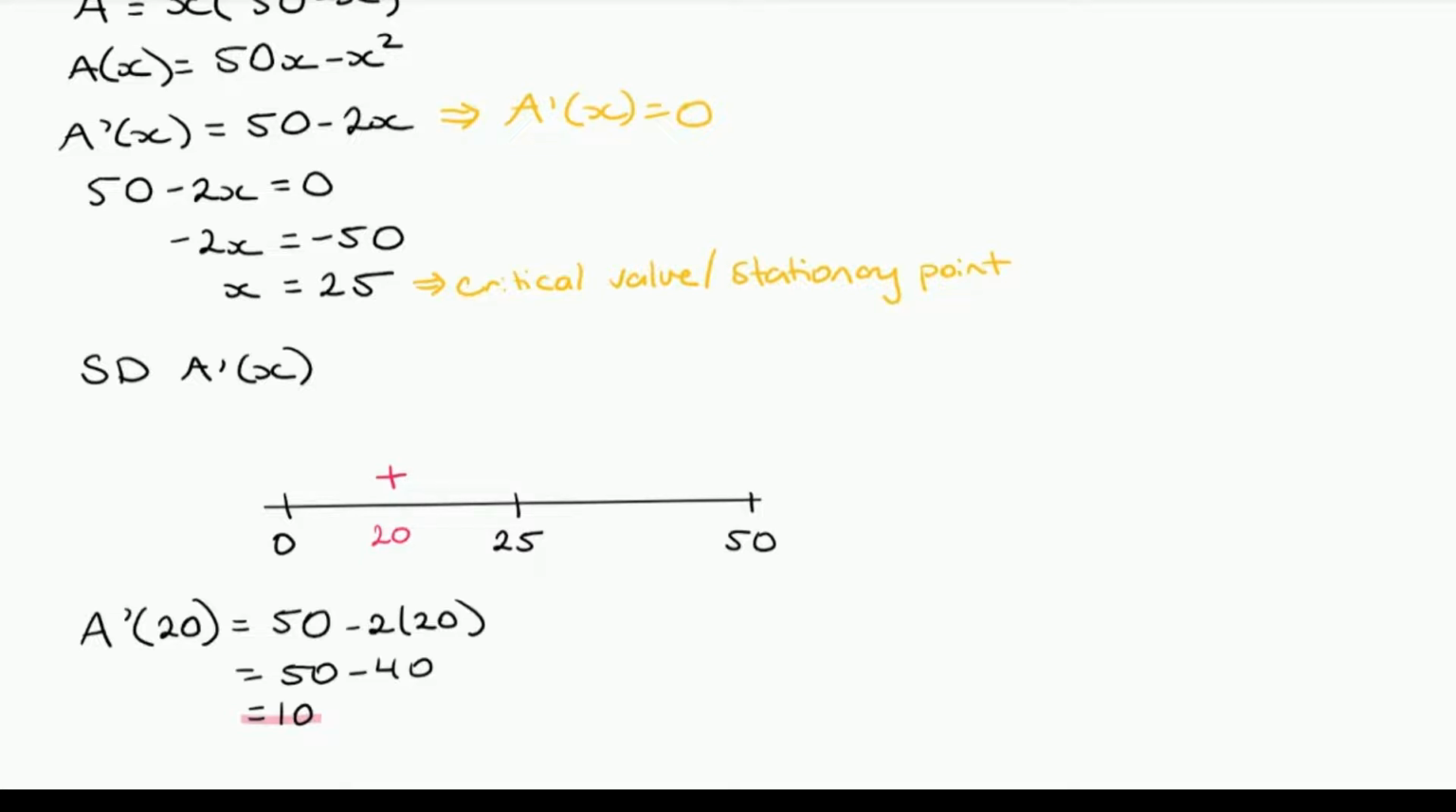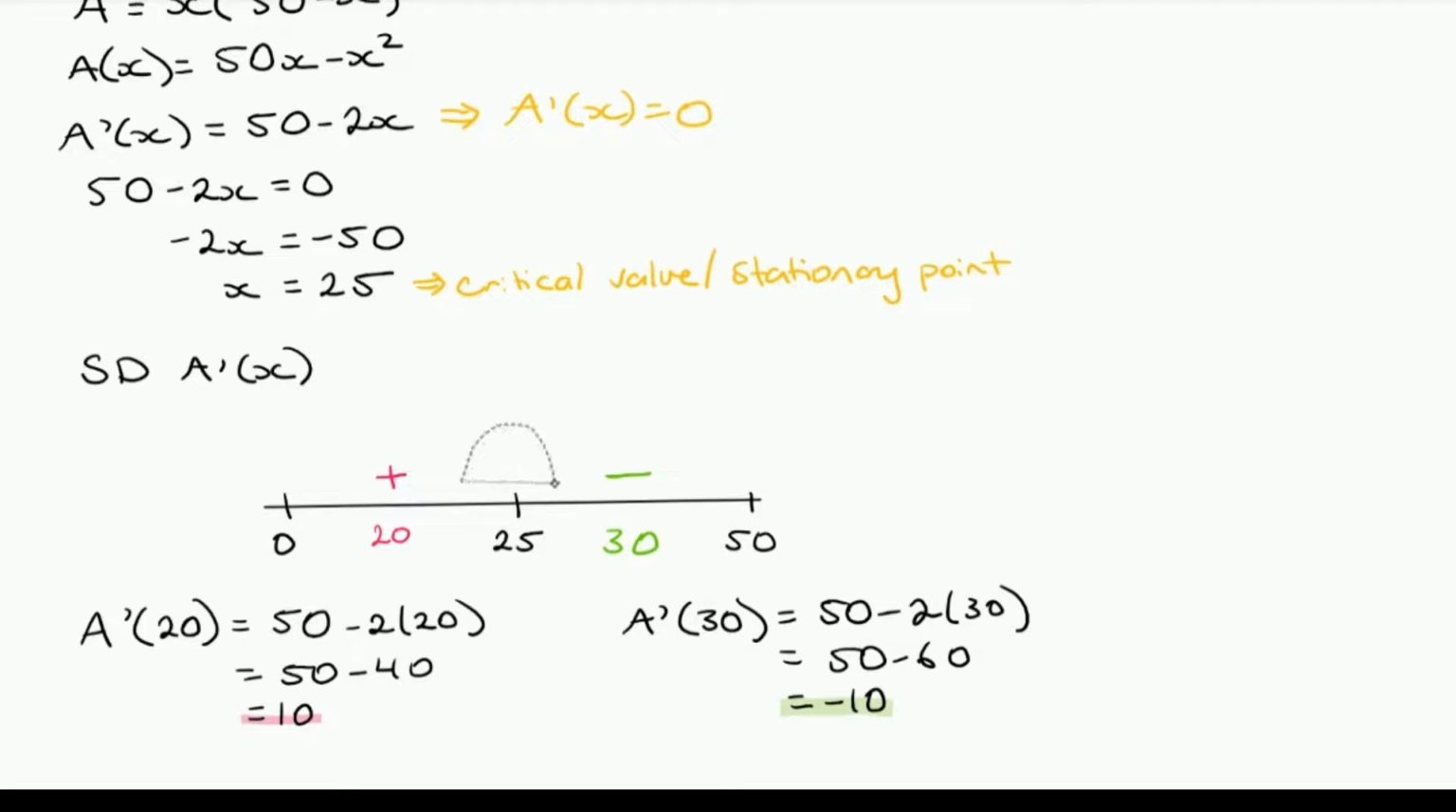And now for the other side, I'm going to look at between 25 and 50, I'll plug in 30. So my derivative function, when x is equal to 30, I'm going to have 50 take away 2 times 30, which is 50 take away 60. And of course, I'd get negative 10. So as this answer is negative, that means my derivative function is negative and that my original function itself is decreasing. So I'm going from an increase to a decrease, so like this.